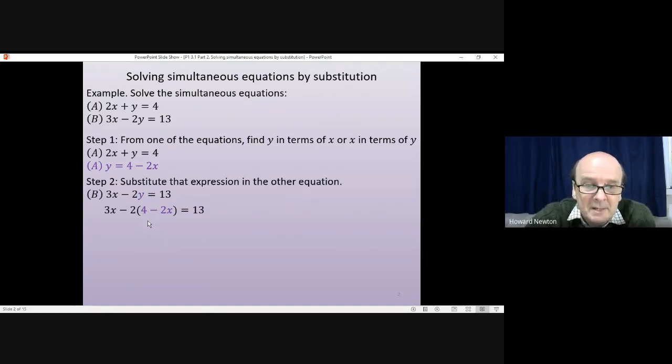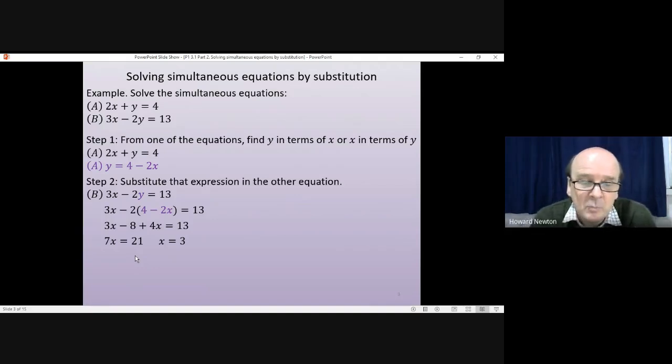You multiply out the brackets and get 3x minus 8 plus 4x equals 13. Tidying that up gives us 7x equals 21, and dividing by the 7 gives us x equals 3. We found x. We still need to find y.